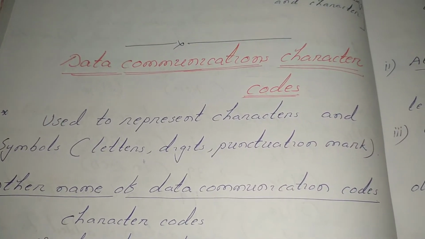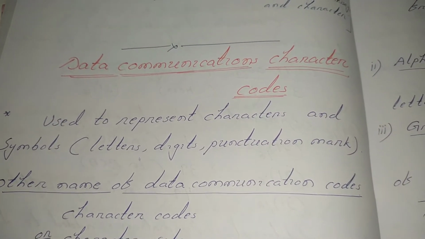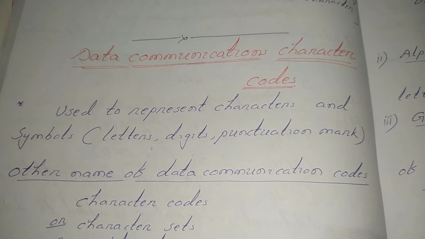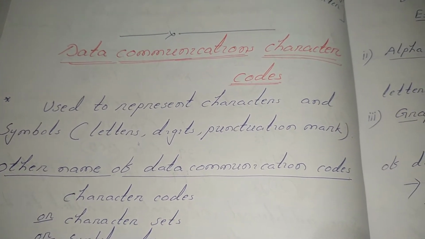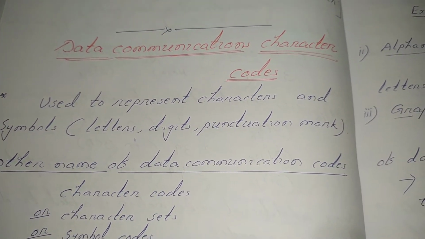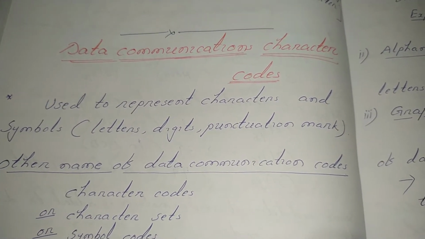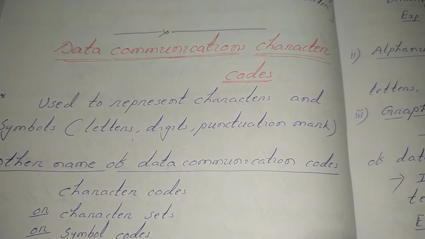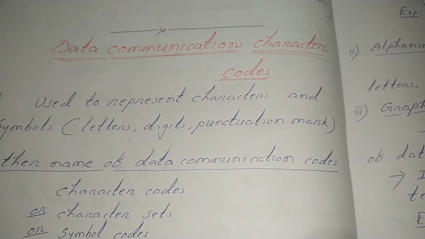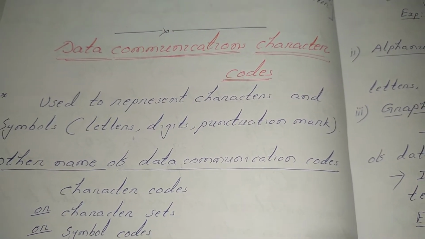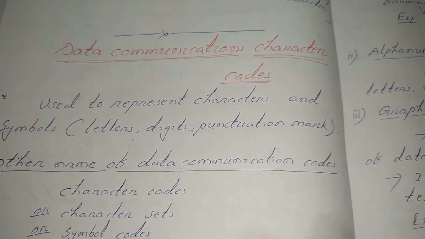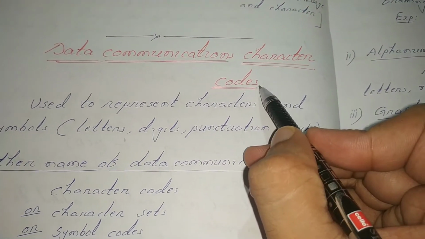Hello students, our next topic is about data communication character codes. You know that the original data cannot be directly sent over the transmission medium. You need to encode or format the data into another form that is suitable for the transmission purpose. That's why the need for data communication character codes is there.